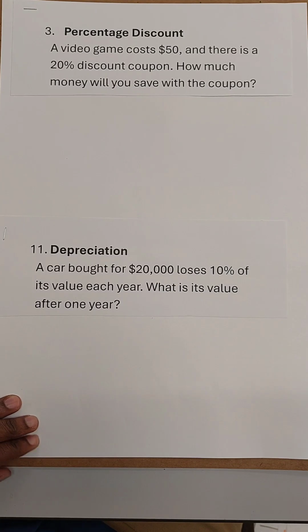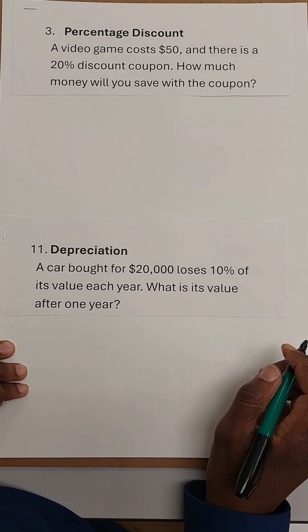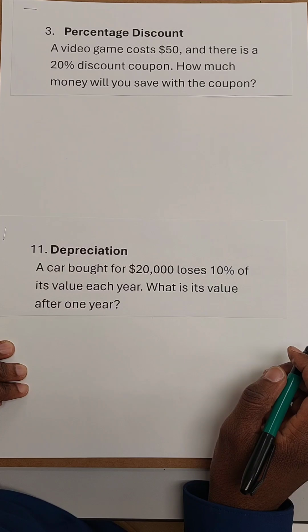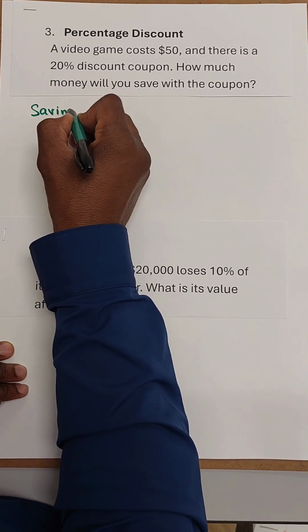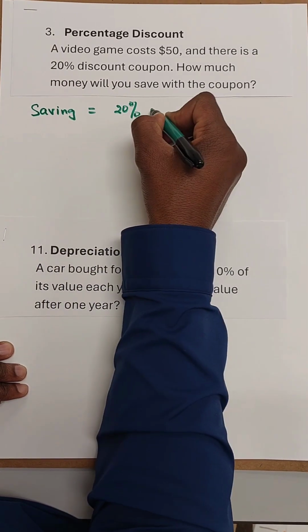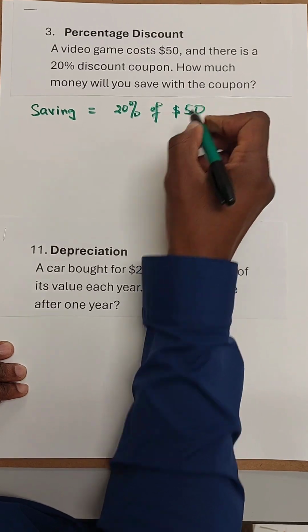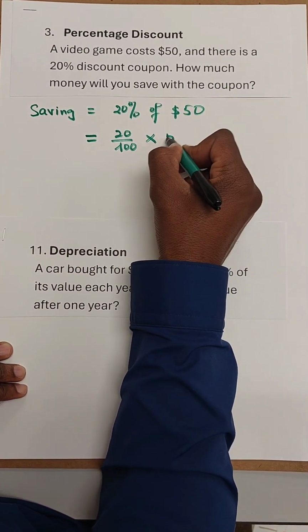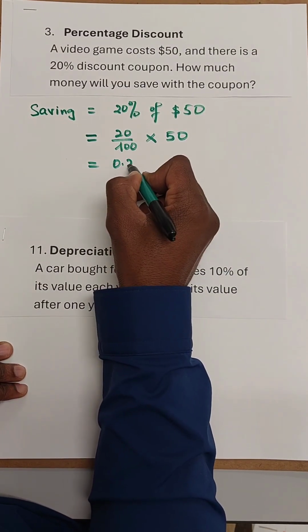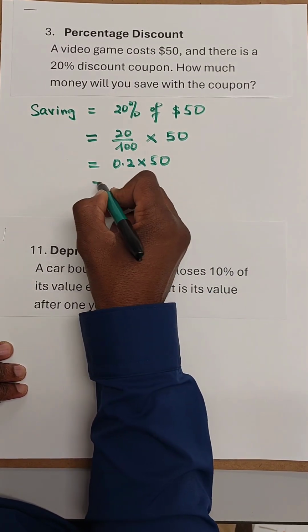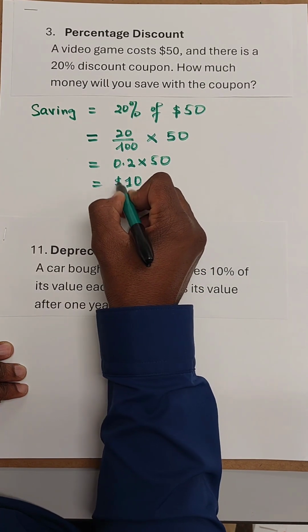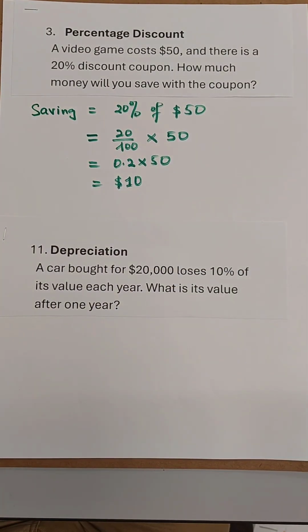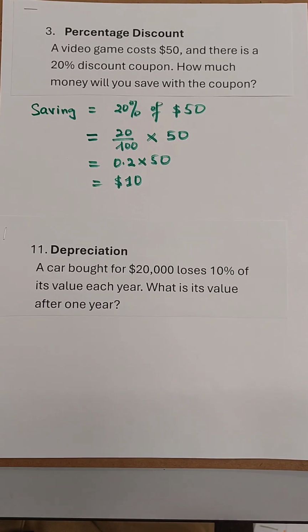Percentage discount. A video game costs $50 and there is a 20% discount coupon. How much money will you save with the coupon? The saving is simply 20% of the $50. That's what the saving is. So 20% is the same as 20 out of 100. "Of" means multiply that by 50. And so you're saving 0.2 of $50 and you are saving $10. Okay, so you're saving $10. That means that you are paying $40 for your video game.